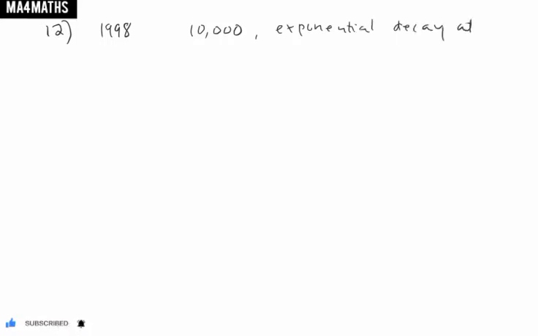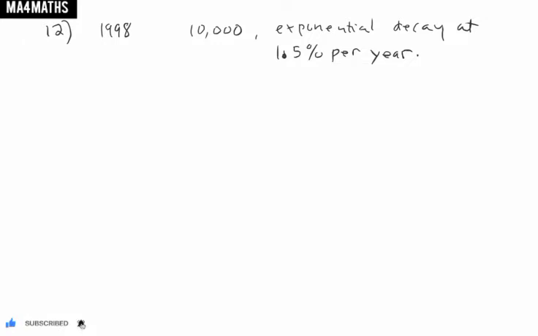So in problem 12, in 1998, you had a population of 10,000 and it's exponential decay at 1.5% per year. So on the review sheet, the problem is worded poorly.